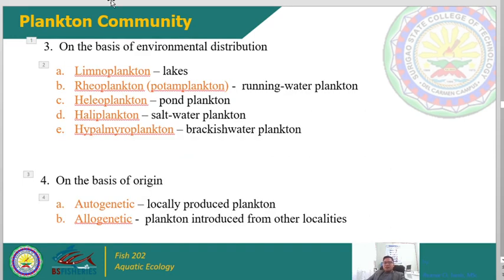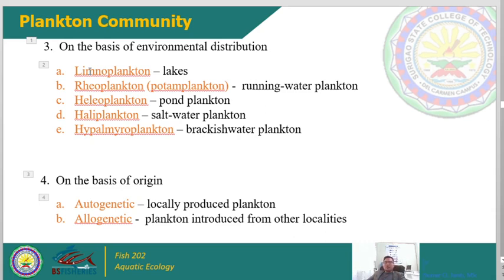And then another is the basis of environmental distribution. Planktons found in lakes, we call limnoplanktons. Found in rivers or running water, from the word rheo meaning current, rheoplanktons or potamoplanktons. And another are pond planktons or heleoplankton. Haloplankton are the planktons found in the saltwater environment. And the brackish water planktons are called hypalmyroplanktons. Okay? So ang atong nailhan sa nauna, zooplankton and phytoplankton.